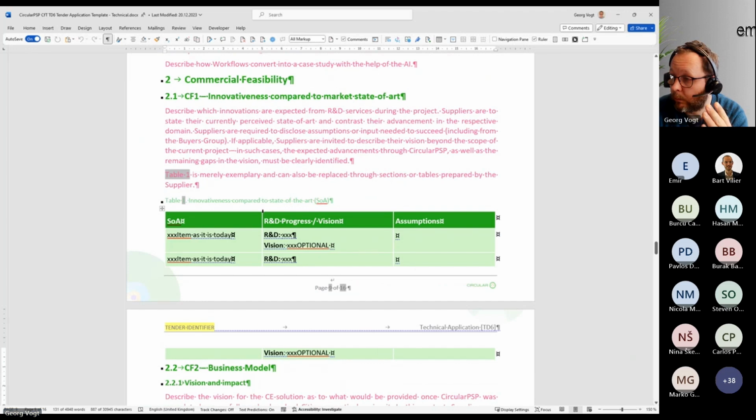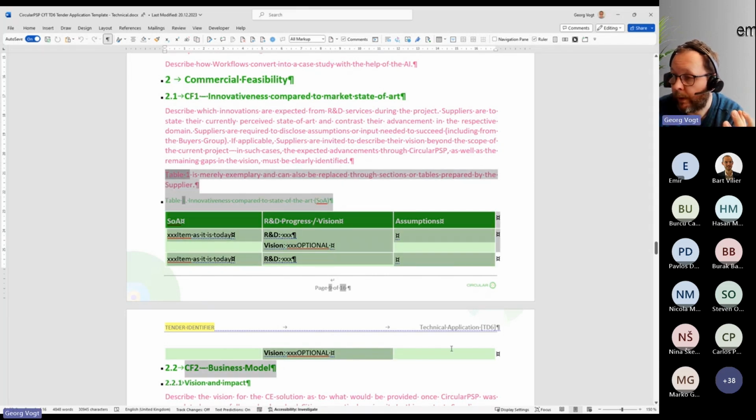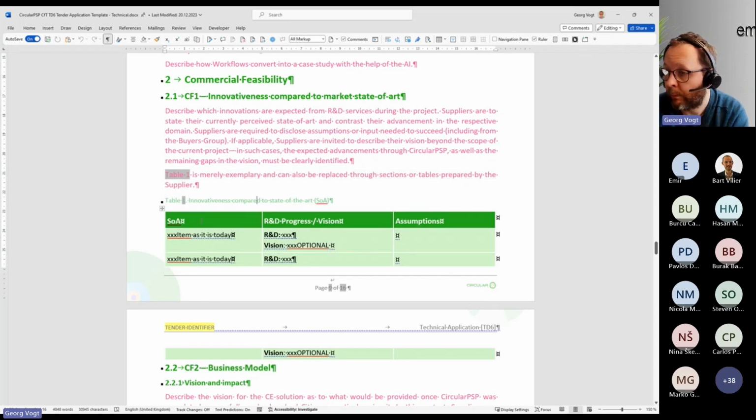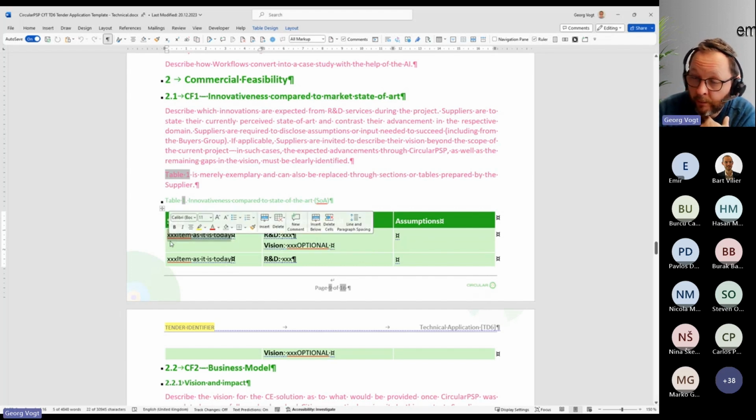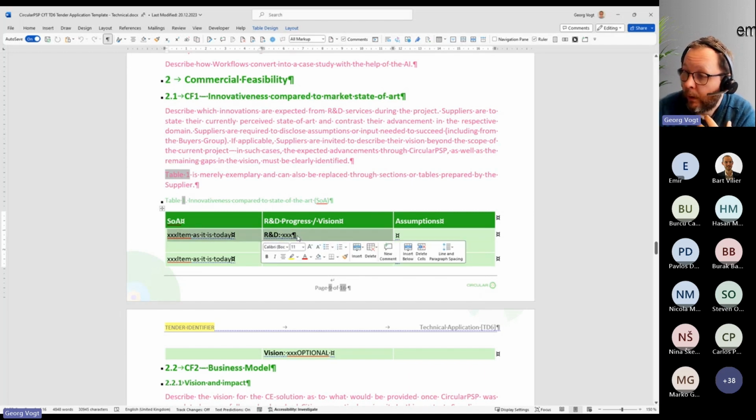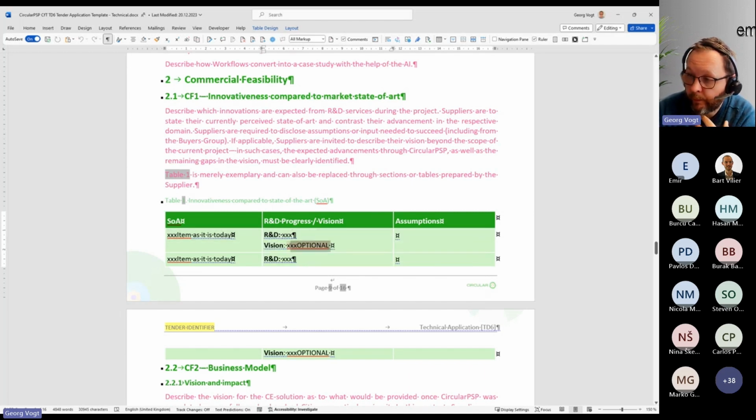Because I see there's a table here. It is exemplary. You can use it, or you can use something else. We don't mind. But when you describe your progress and your vision of what your solution would be, we would ask you to first identify the reference point or the state of the art. We will then agree with it or not, and then we will see what R&D result you present and the vision you have for it.